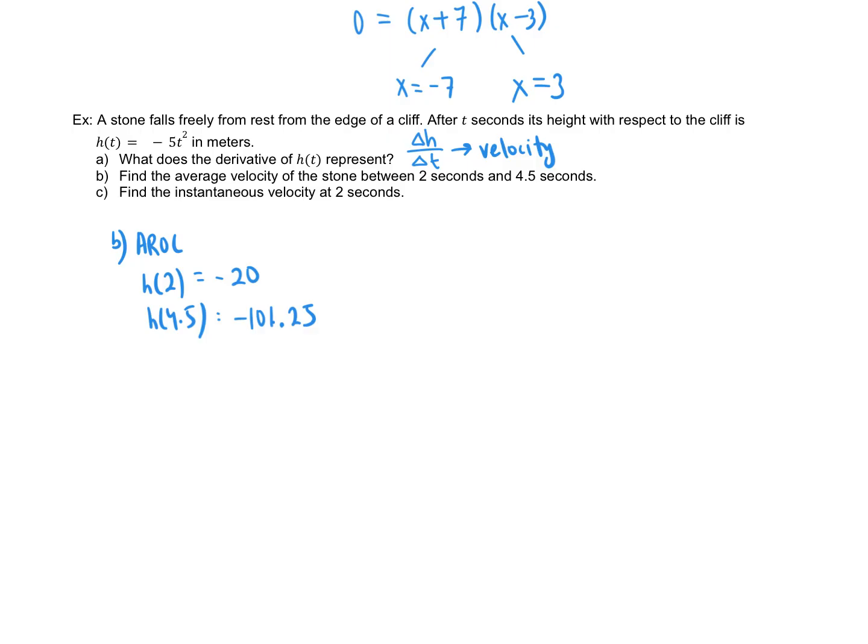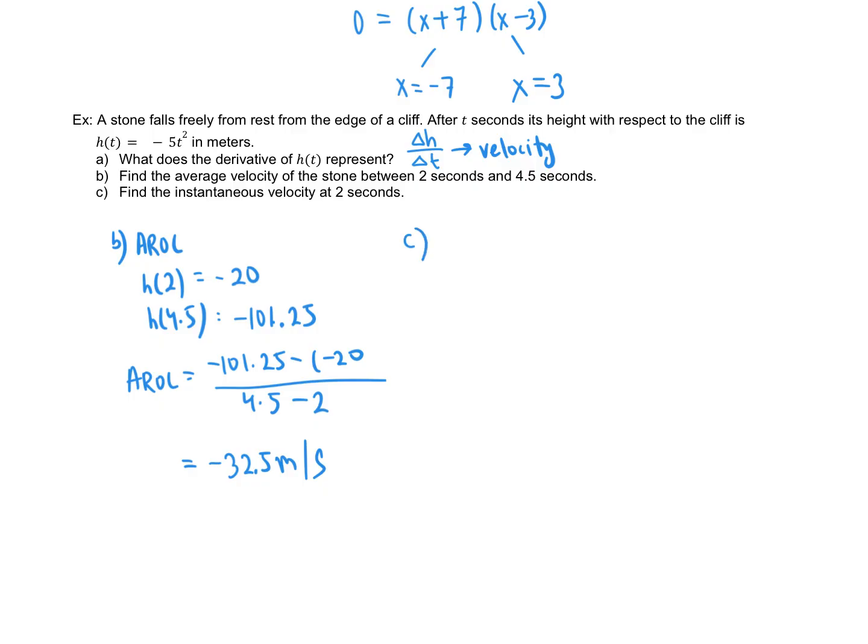Now, these heights are negative because negative here is going to imply we are below the cliff while this stone is falling. And now for my average rate of change, y2 minus y1 over x2 minus x1. Just going to punch it into my calculator, and I get negative 32.5, and my units here, we're talking about meters and seconds, so negative 32.5 meters per second. And I would add a therefore statement here: therefore the average velocity between 2 and 4.5 seconds is negative 32.5 meters per second.